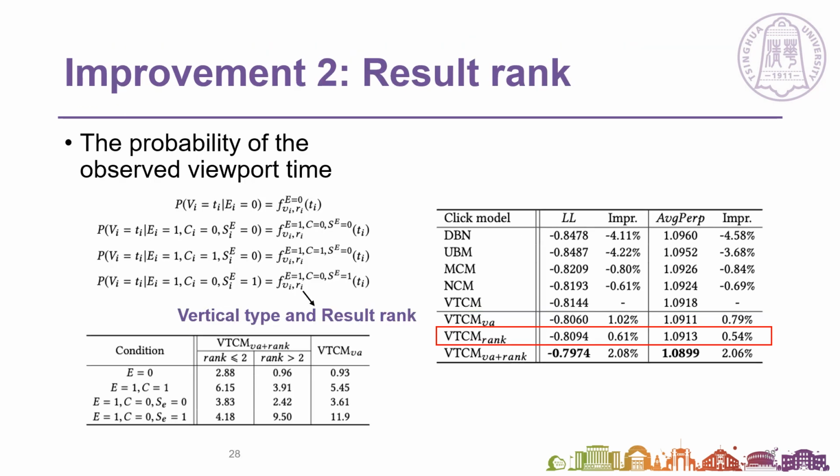Then we incorporate the result rank into the modeling of viewport time probability as shown in the equations. We divide the result ranks into two groups, the first two and the later eight, according to our findings. Our results show that this also brings improvement to the performance of VTCM. Finally, we incorporate the two improvements into VTCM together and got the best performance among all methods we used in this experiment, with statistical significance.